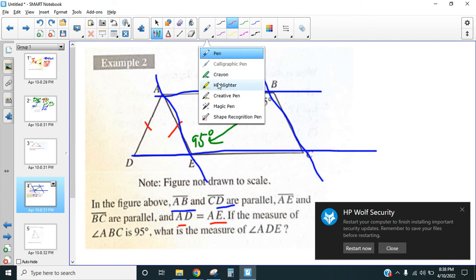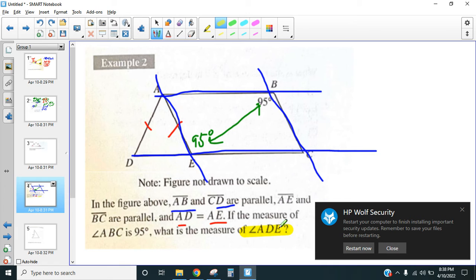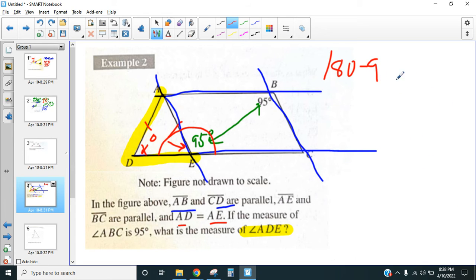And the goal of the question, before I get too far, is what is the measure of angle ADE? So when we label angles, we label them like this, ADE, right? As we say it, you can draw it out on the paper. So you are asked to figure out what this is right here. Keep in mind that this angle is the same as that one, and these two should add up to 180, right? So 180 minus the 95 that we already have is equal to 85. Since this is 85, then that means this must be 85, and we're done.